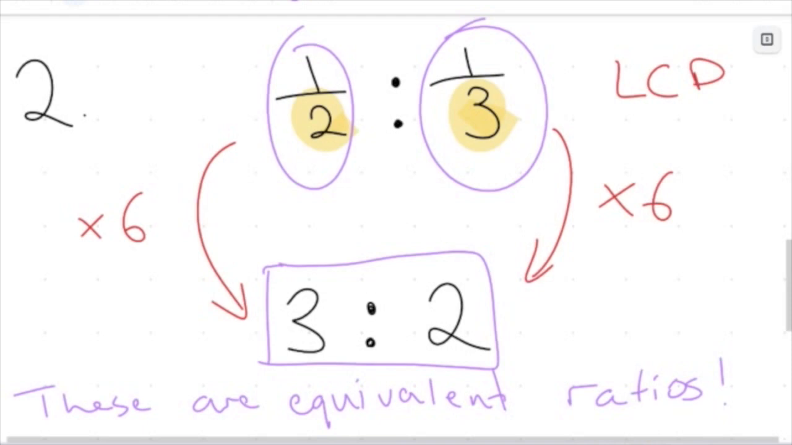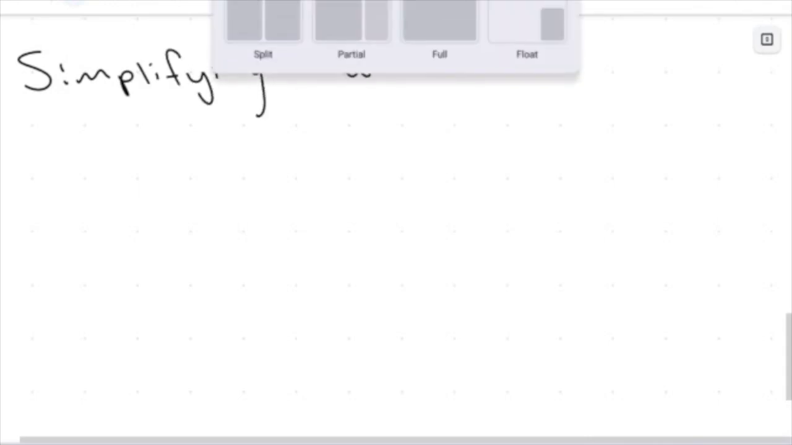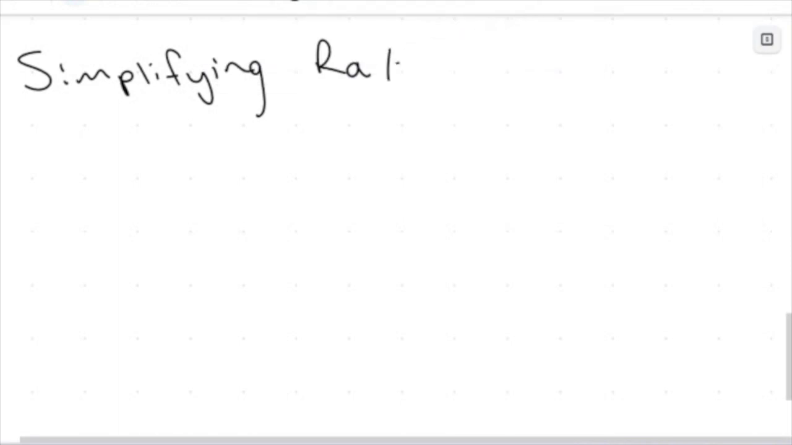Let's look at one more concept here, and it all ties into the idea of simplifying ratios. But now I want to look at simplifying ratios when units are involved.